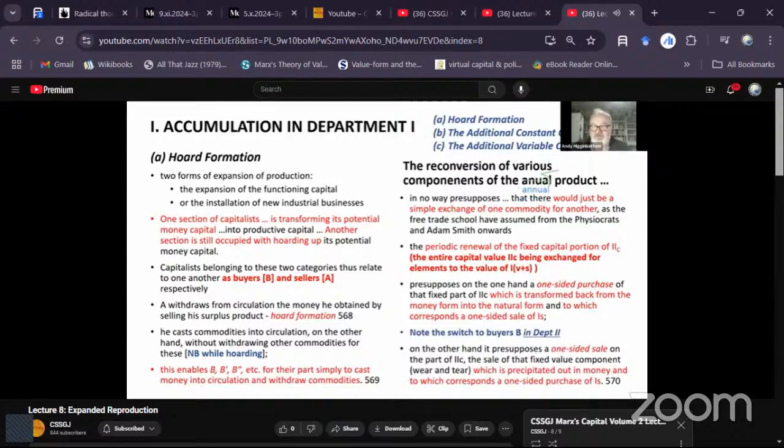In other words, Department 2 has to buy loads of stuff from Department 1, and then at a later point it has to sell stuff back to Department 1. But these are not in the same period, not at the same time, because of this whole thing about fixed capital being a significant amount.